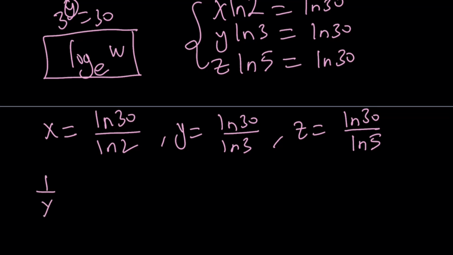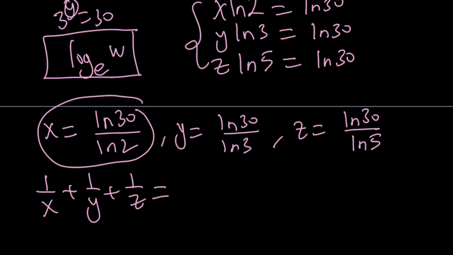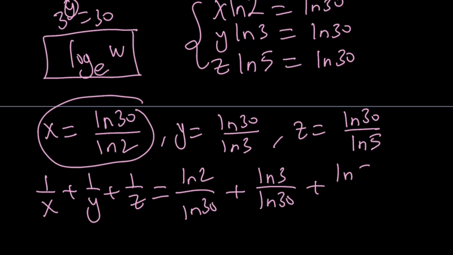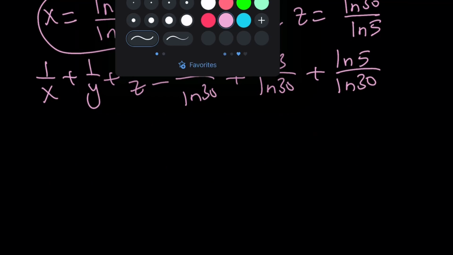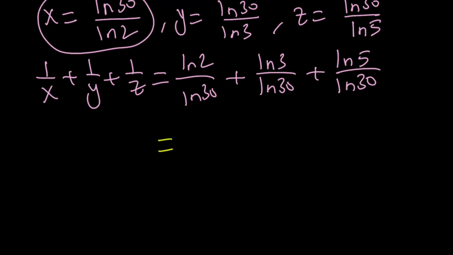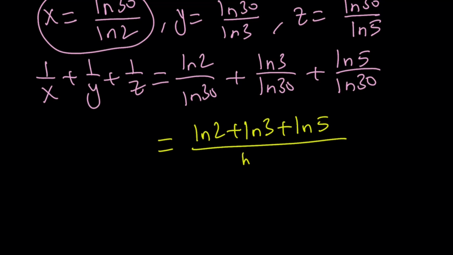Why don't we just evaluate their reciprocals? Now, if x is equal to this, I'm just going to flip it. ln 2 over ln 30. This is going to be ln 3 over ln 30. And this is going to be ln 5 over ln 30. Right? Yay, we got a common denominator. Awesome. Let's go ahead and add these up. This is going to be ln 2 plus ln 3 plus ln 5 over ln 30.